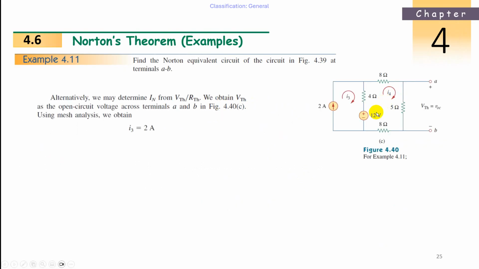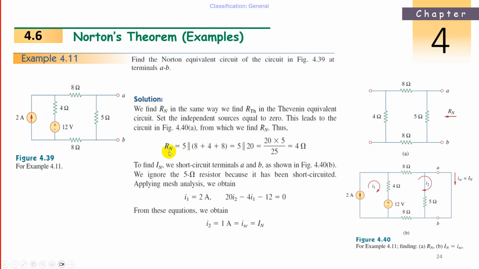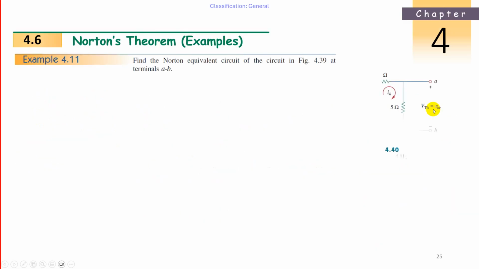Another way we can find it is with open circuit also. Alternately, we may obtain I_N from V Thevenin by R Thevenin. We know R Thevenin is equal to R_N, so we already got 4 ohms. Now, I3 is from this open circuit, the same circuit that we have here. If we find the open circuit voltage, we can find I_N also. In this open circuit, if you find the voltage across the 5 ohms, that is nothing but your V Thevenin. V Thevenin is nothing but the open circuit voltage V_OC.